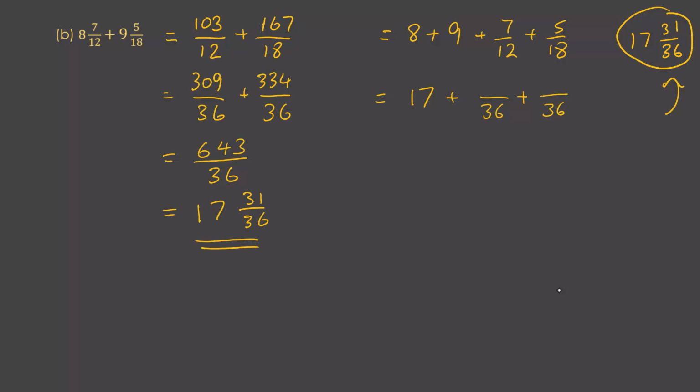To go from 12 to 36, I multiply by 3. So I'm going to do that to the 7. To go from 18 to 36, I multiply by 2, do that to the 5. And then you can see I've got 17 and 31 over 36. Didn't need to use my calculator at all for the intermediate calculations and did it fairly quickly. So for this example, I would say that this method is definitely the best.